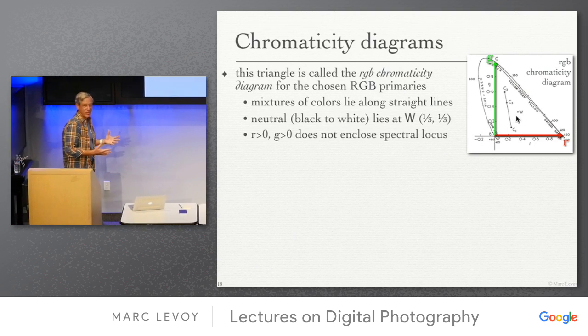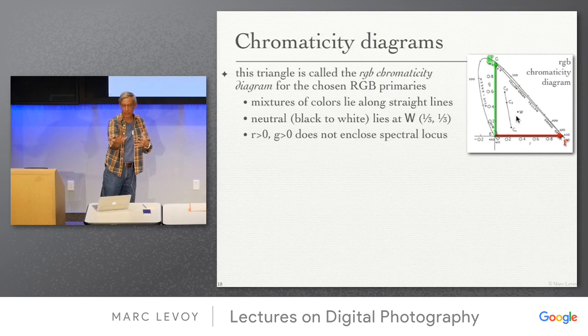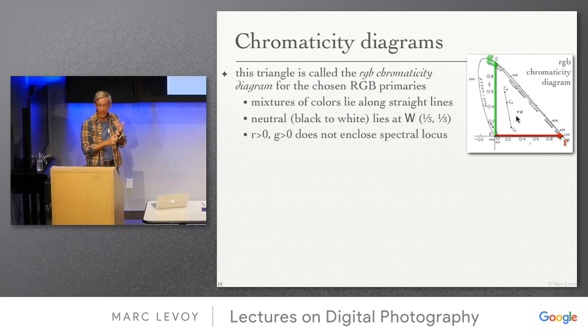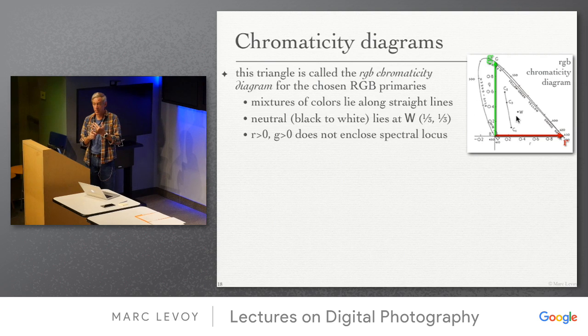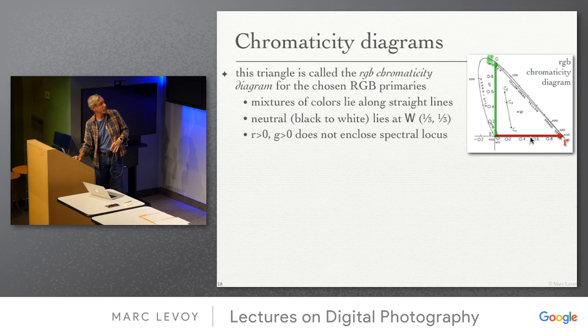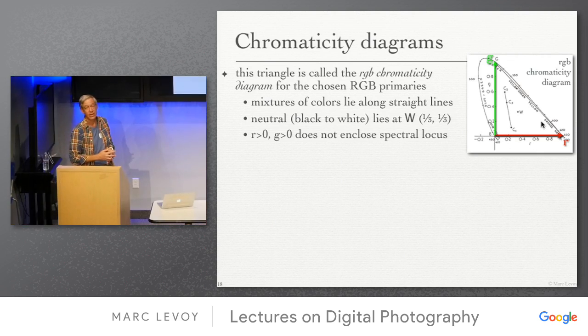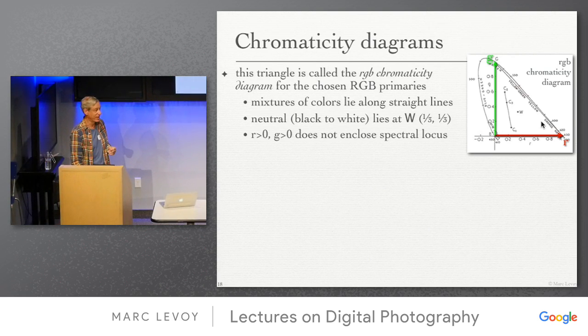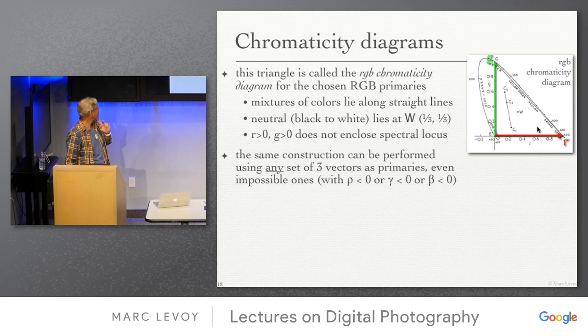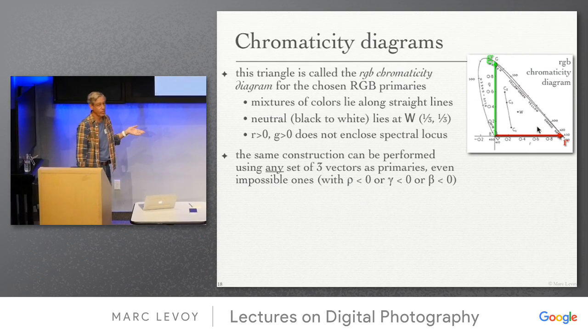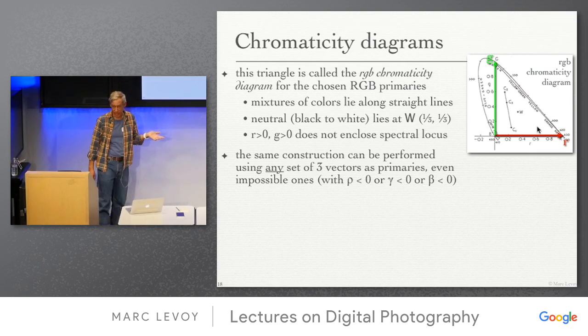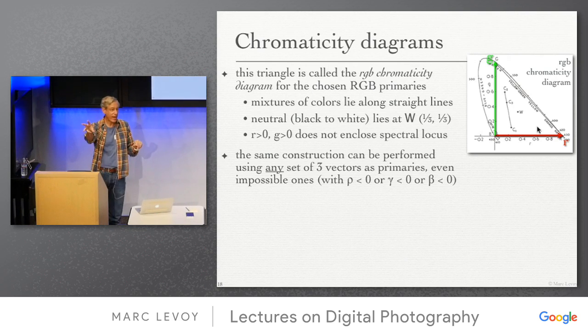But there are some problems with this as a common way of talking to people about color. First of all, it did depend on the primaries that we chose. So if we choose different primaries, we'll get a different chromaticity diagram. The spectral locus will be in a different place. The other problem is the spectral locus is not inside the triangle. It's got some negative numbers in it, which is kind of peculiar. And so primarily for those two reasons, it's not a great system. But the same construction could be performed with any set of primaries, meaning any set of 3 vectors in the original rho gamma beta space.